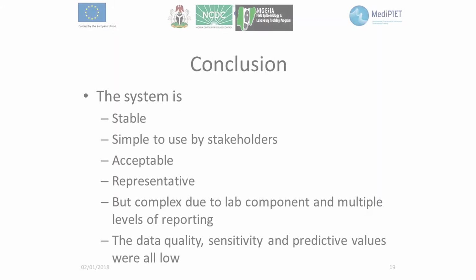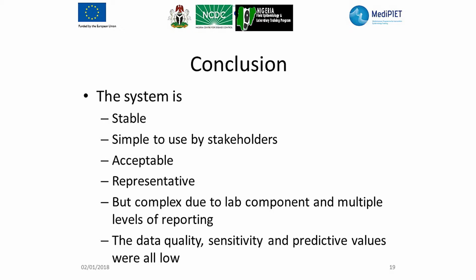So it is based on these findings that we concluded that the measles surveillance system in Borno State is stable. It is simple to use as reported by the stakeholders. It is acceptable and representative, but it is complex because of the multiple levels of reporting and due to the laboratory component of it. However, the data quality, sensitivity, and predictive values were all low.